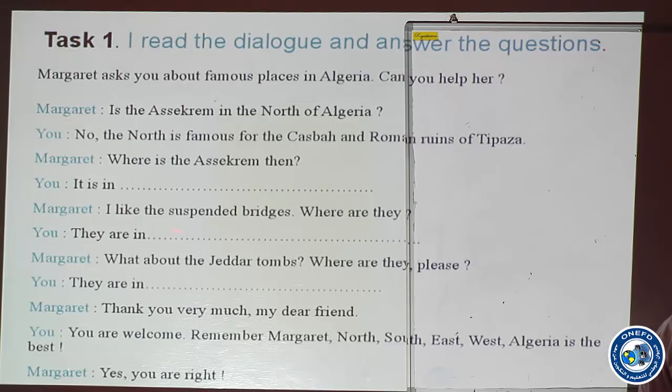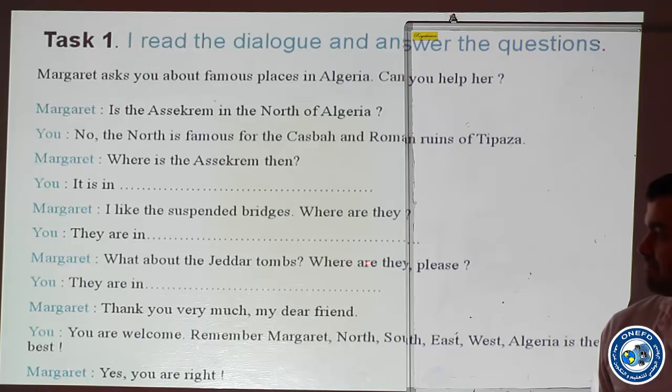Margaret: I like the suspended bridges. Where are they? You try to answer. They are... They means the suspended bridges. Margaret: What about the Jidar tombs? Where are they, please? They are in... Try to locate them. Margaret: Thank you very much, dear friend.